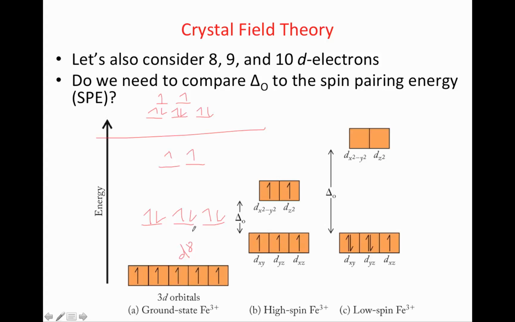So I'll leave this as an exercise for you to do for a d9 electron configuration and a d10 electron configuration. But what you're going to find is that what would be a low spin configuration if I had 4 to 7 electrons, or a high spin electron configuration, is the same. So I don't have high spin and low spin when I have a d8 or a d9 or a d10 electron configuration. They're both the same. I end up with the same occupancy of electrons in these orbitals.